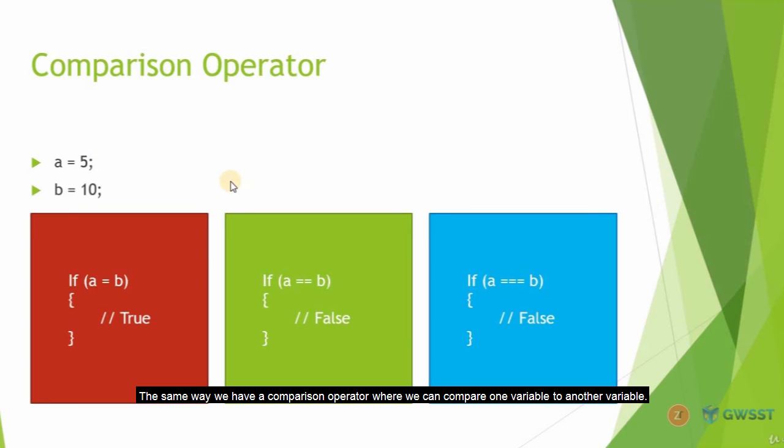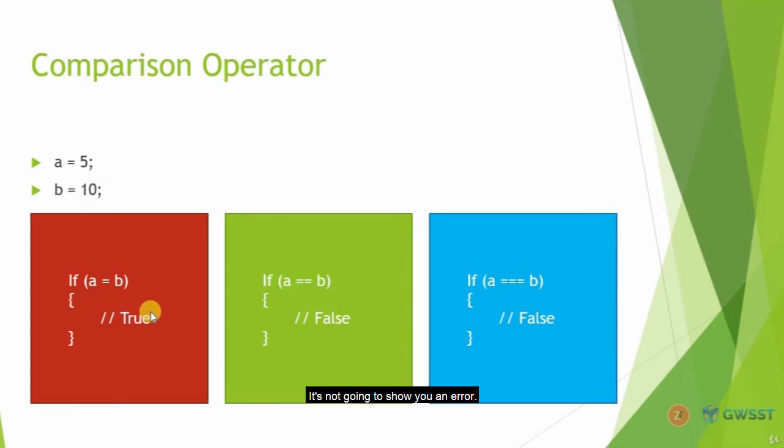The same way we have comparison operator where we can compare one variable to another variable. So if you have a is equals to 5 and b is equals to 10, a lot of people forget that is equal to is an assignment operator and they use it like this. So if you do this, what happens is when you say a is equals to 5 and b is equals to 10, but in the if statement when you specify a is equals to b, the value of b is now changed to a. And now by default it is going to be true.